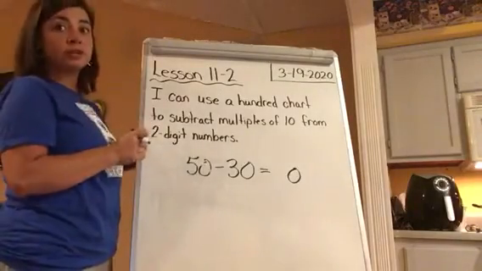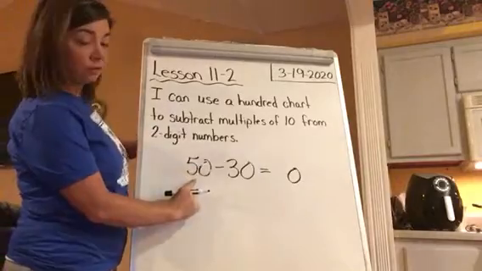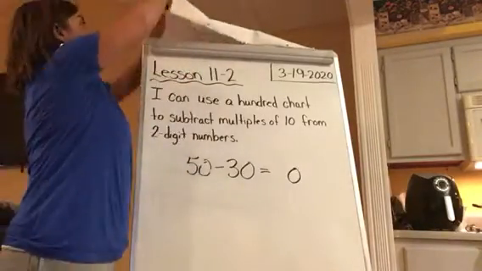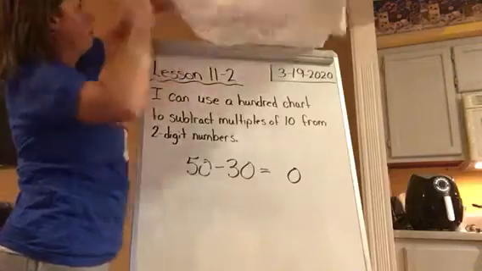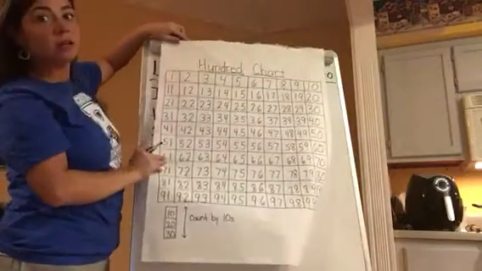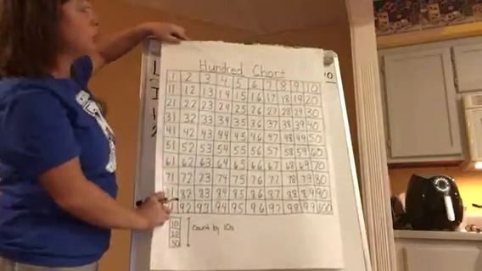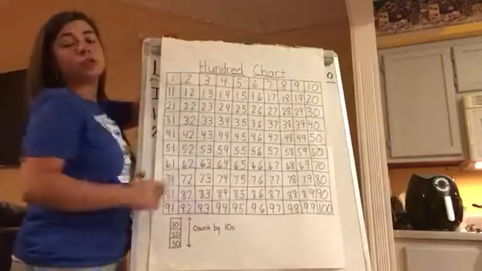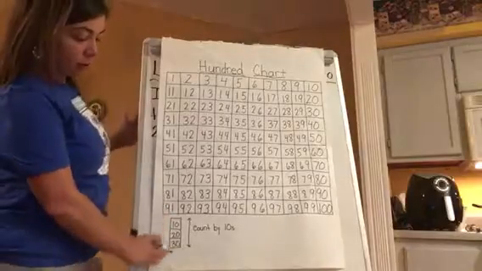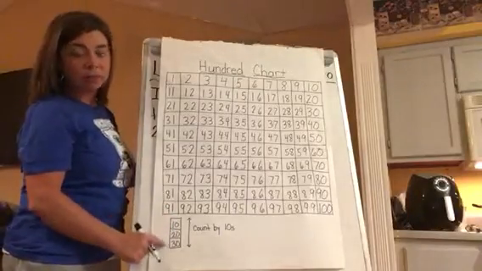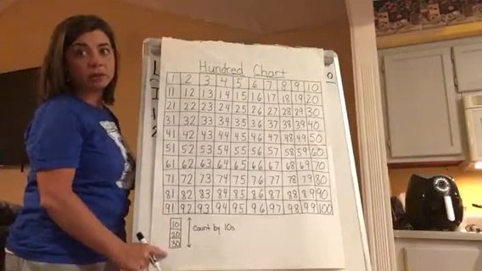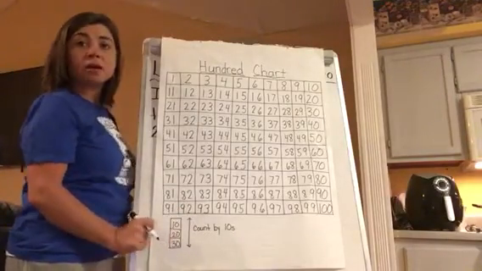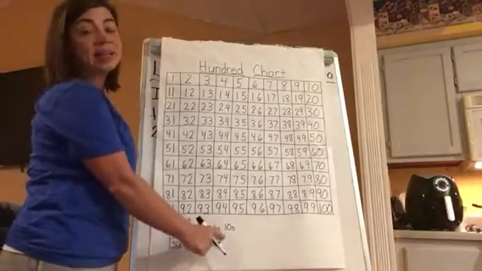So let's take a look at a 100 chart. Keep in mind, 50 take away 30. Now, if you take a look at the 100 chart, remember a 100 chart is a chart of numbers all the way to 100 in order. And at the bottom, you can see this little column. It says 10, 20, 30. And it's just a little reminder that as you go up and down the columns, you count by tens.